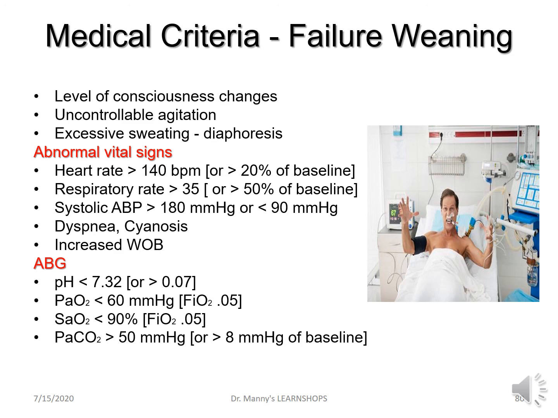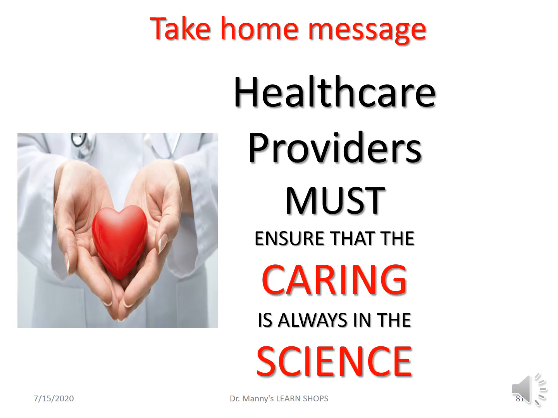Their blood gases become abnormal. So pH may demonstrate acid-base problems such as a respiratory acidosis, pH of less than 7.32, with now a CO2 that is greater than 50. Or they may demonstrate hypoxia in the form of a PaO2 that is less than 60 on a higher dose of FiO2. Or their SaO2 or their SpO2 may become less than 90%. These may indicate failure to wean.